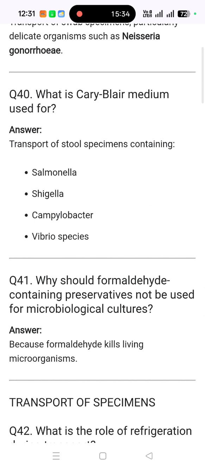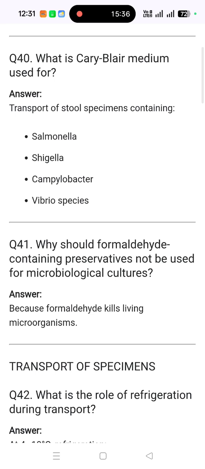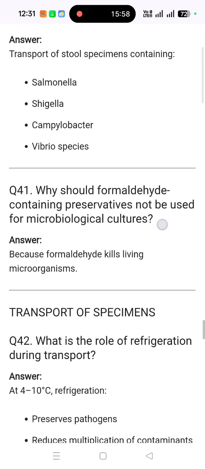What is Cary-Blair medium used for? Transport of stool specimens like Salmonella, Shigella, Campylobacter, Vibrio species. Because it is a stool specimen, we are going to provide something important, so the Cary-Blair medium is required for stool organisms like Salmonella, Shigella, Campylobacter, and Vibrio species.